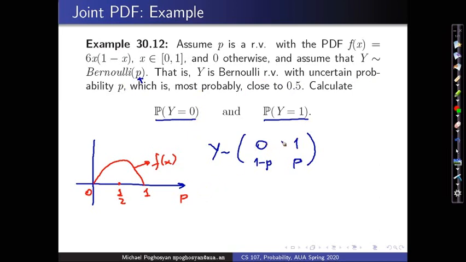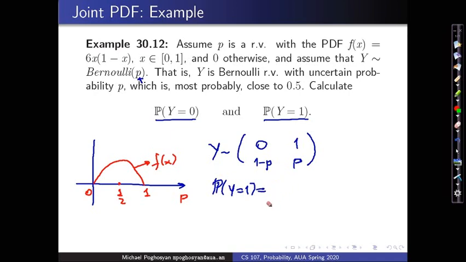Well, you can say that the probability that y is equal to 1 is p, but p is itself random. I do not know this value. I need to consider all possible cases, and p can be anything from 0 to 1. That's why I'm using the previous formula.